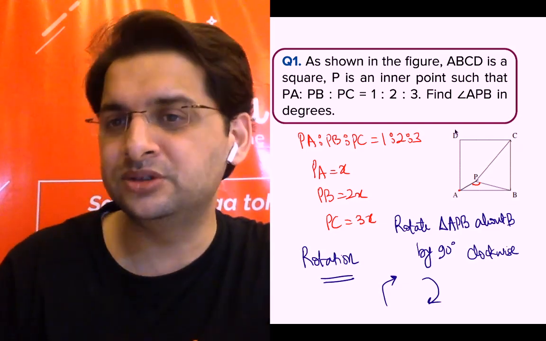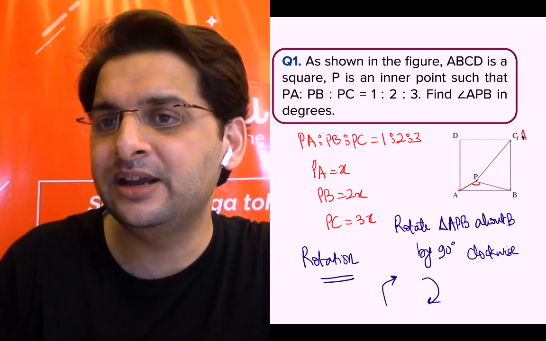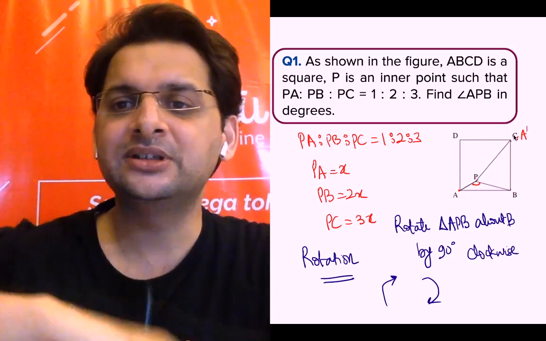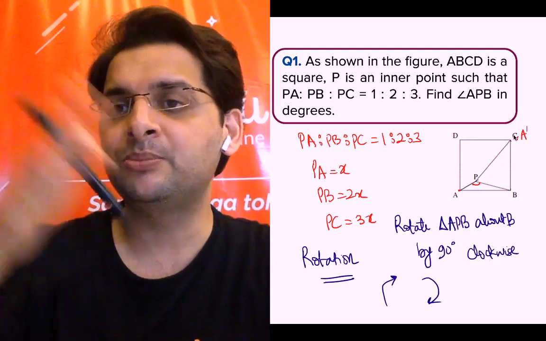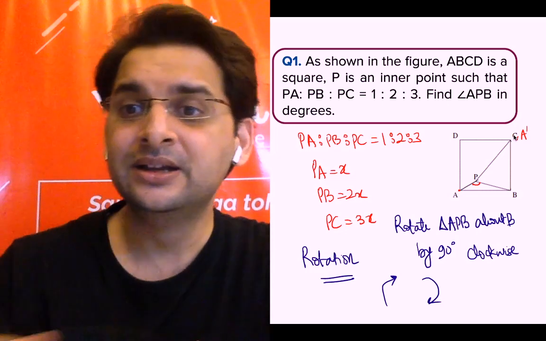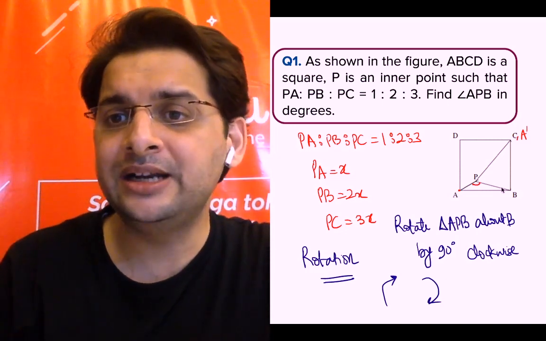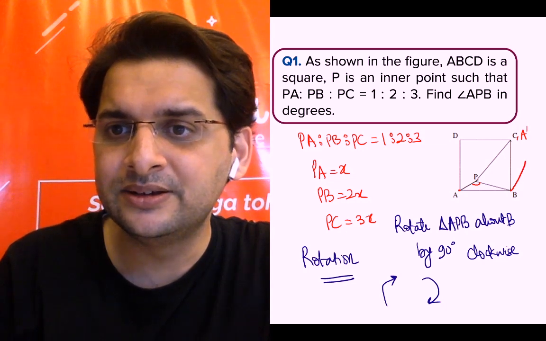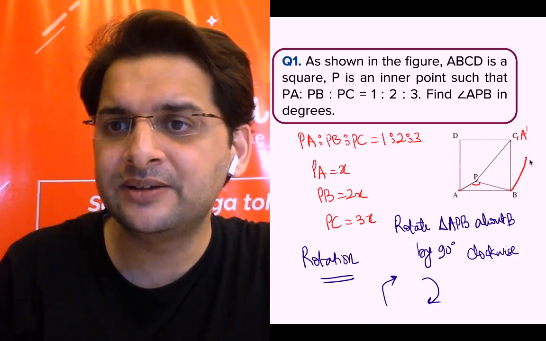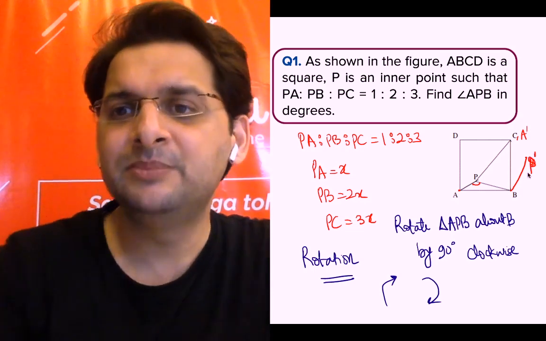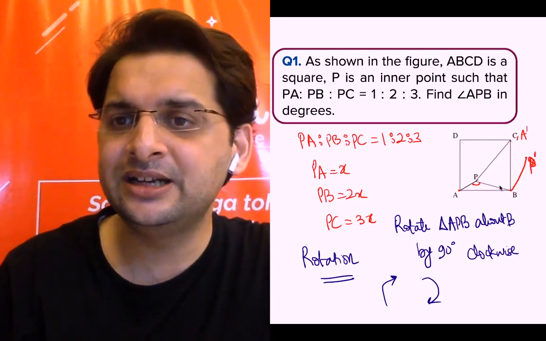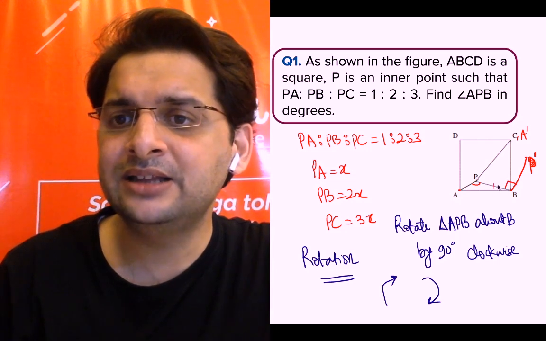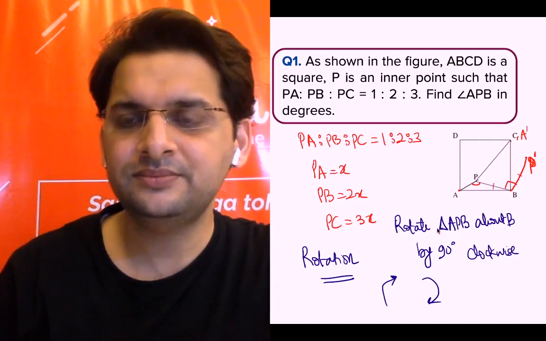Where will A point go? So A point will be somewhere here. A point will be on C, because when rotated 90 degrees clockwise, A point goes onto C, right? Now, where will P point go? If rotated 90 degrees, can I say P point will be somewhere here? So let's say I put this as P dash. Exactly 90 degrees rotated, and this length will be equal to this length also.